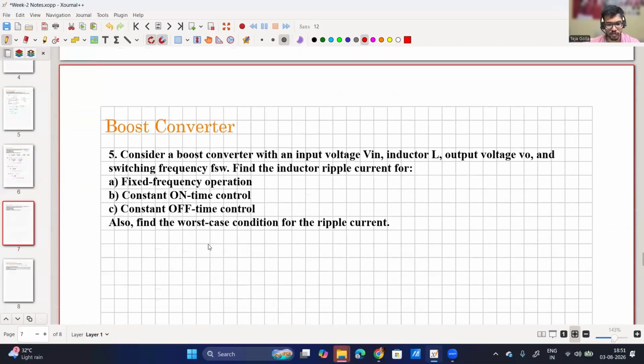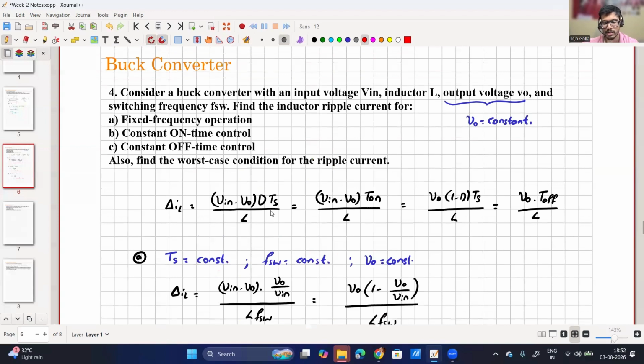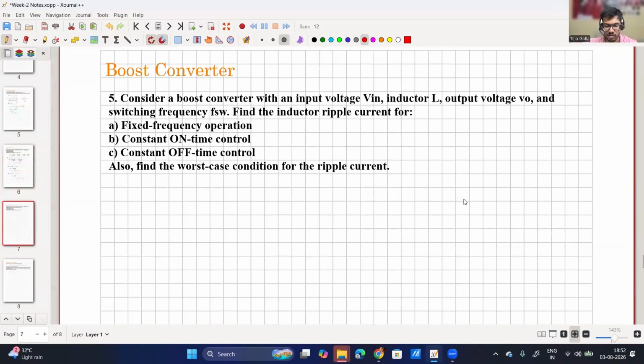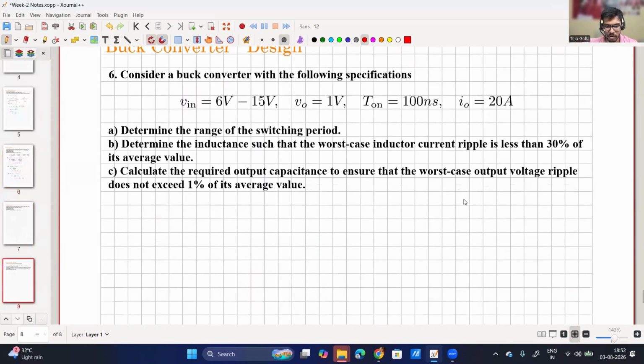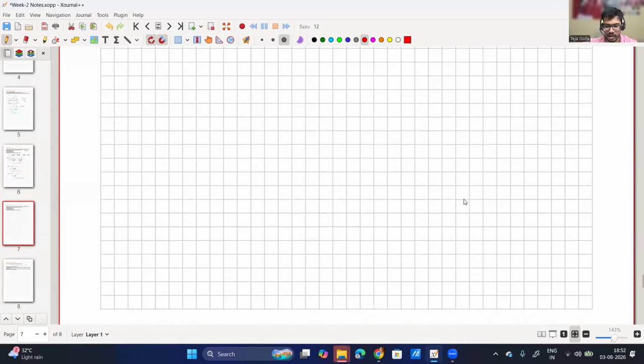Since we are running out of time, I'll skip this problem, which is the same for the boost converter. I have asked about fixed frequency operation, constant on time control, and constant off time control. Here it is V in minus V0 during DTs. There it will be V in. And for 1 minus D Ts, it will be V0 minus V in. So only the expression will vary slightly, but the method remains the same. Since we are running out of time, I don't want to solve a similar problem twice, so you can do this during your leisure time. Instead, we'll solve a slightly different and interesting problem.